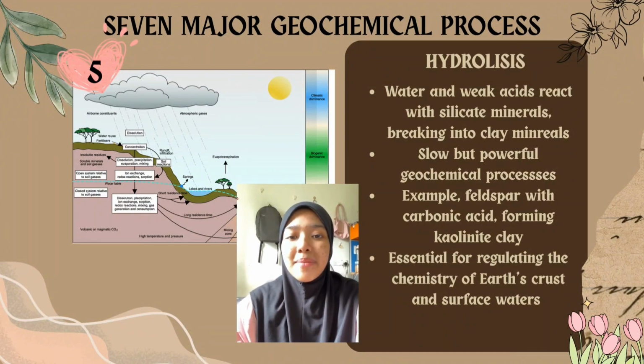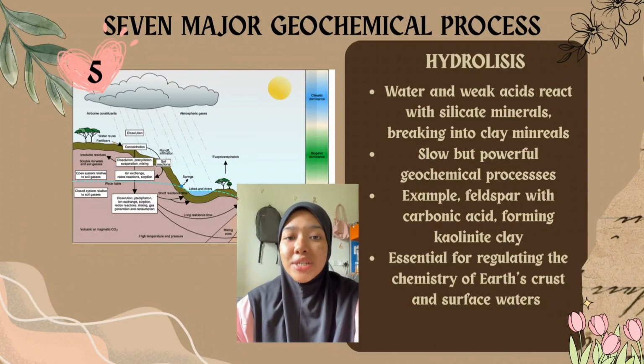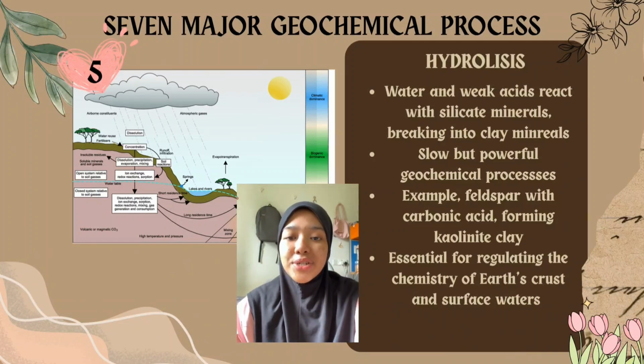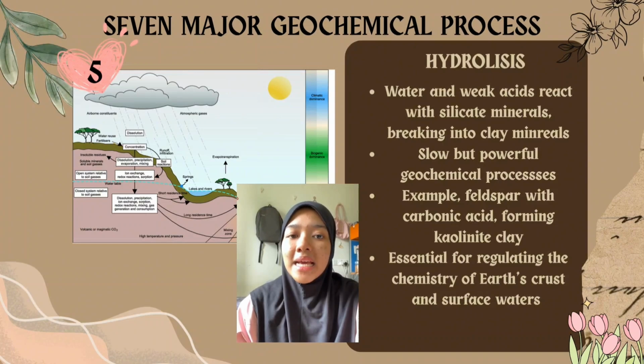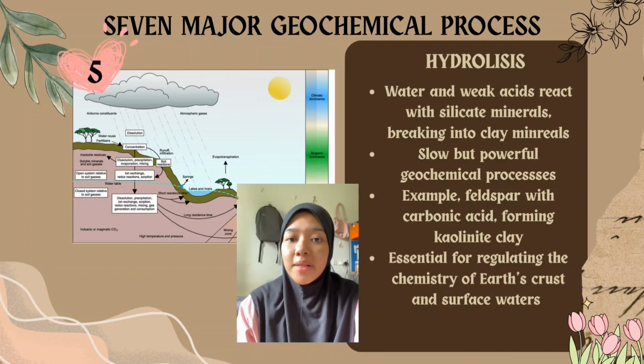A classic example that we can see happen in the world is the reaction of feldspar with carbonic acid, forming kaolinite clay and releasing sodium, silica, and bicarbonate ions into the solution. Hydrolysis plays a critical role in soil development, nutrient release, and buffering the pH of the water. It also contributes to the long-term storage of carbon by helping to form stable minerals that lock away CO2.